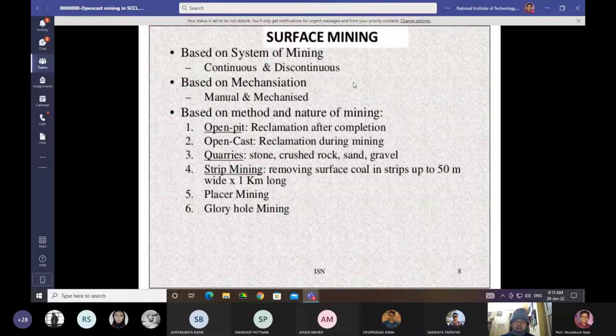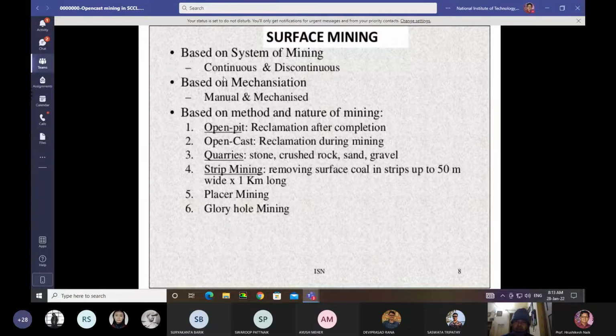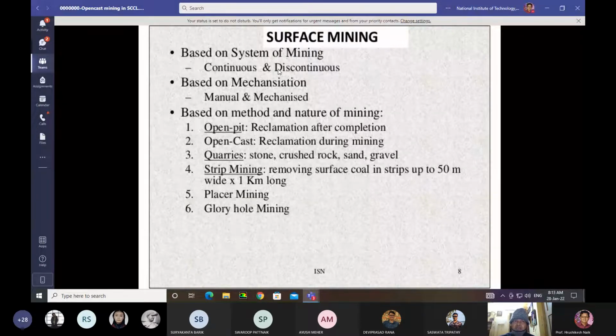So the surface mining method is based on the system of mining, whether it is a continuous mode of mining or a discontinuous mode of mining. In the previous classes, we discussed the continuous mode of mining by using surface miners and bucket wheel excavators. And for the discontinuous mode of mining, we have seen shovel dumper mining and dragline mining. Based on the mechanization, the mines are classified into four categories.